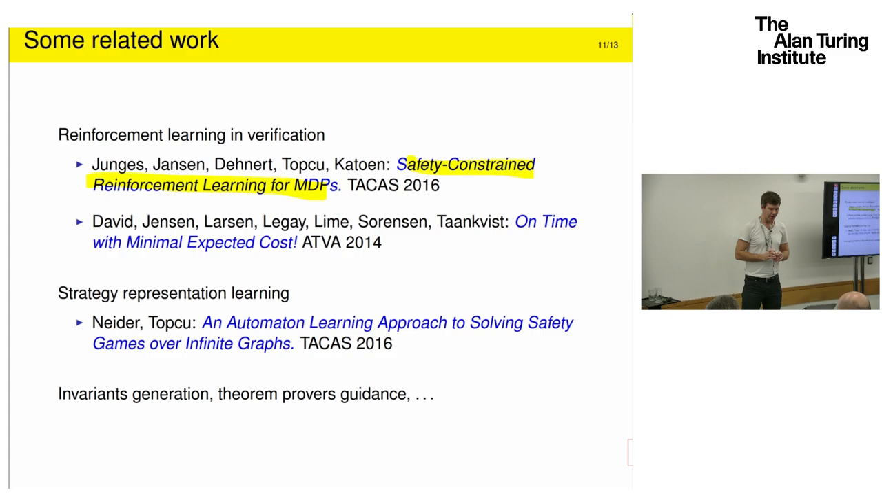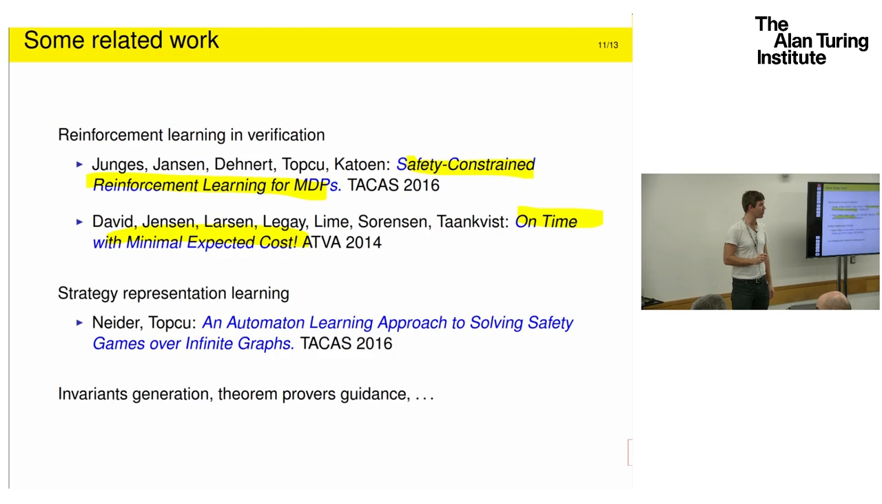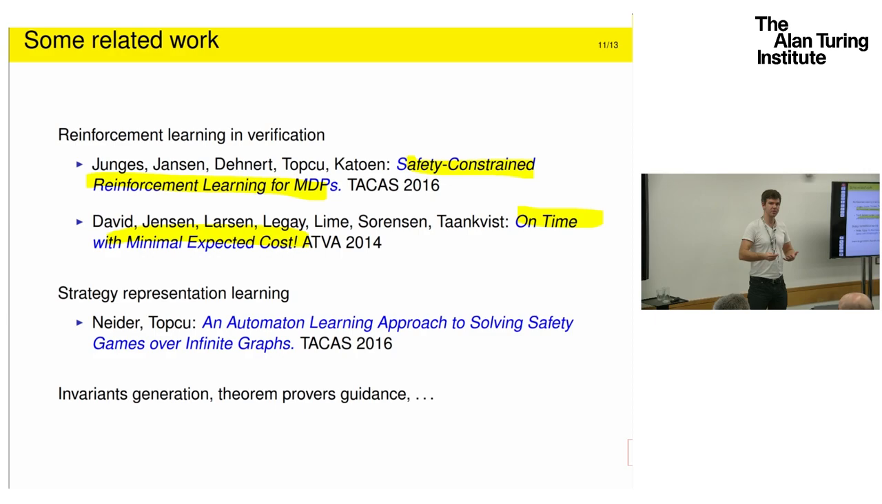There's also quite a bit of work in verification where, for instance, this one, but there are many more, where they just apply learning and they give up on guarantees. Okay, from my perspective, this is not very satisfactory because then we're not really verifying much, but it may be faster. Also, there are other approaches to represent strategies. For instance, Daniel is working on representing them through automata.